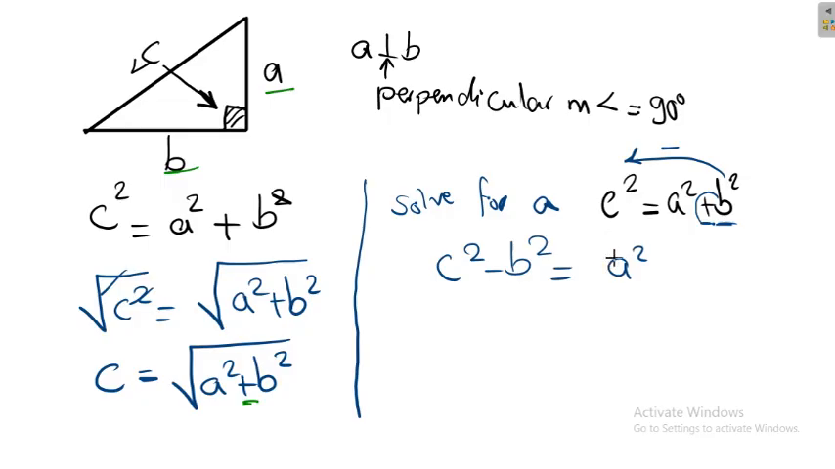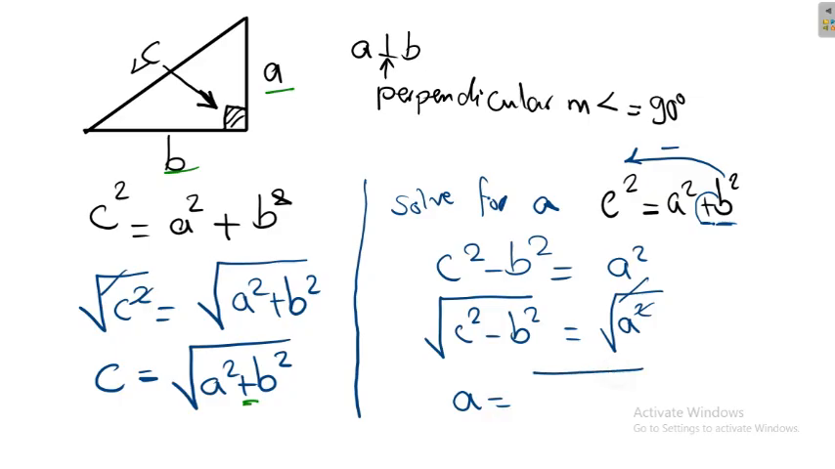To get A from A square, take the square root of the two sides. The square root of C square minus B square equals the square root of A squared. The square root cancels the power 2, so A equals the square root of C square minus B square. And we have two notes here. What are the two notes?